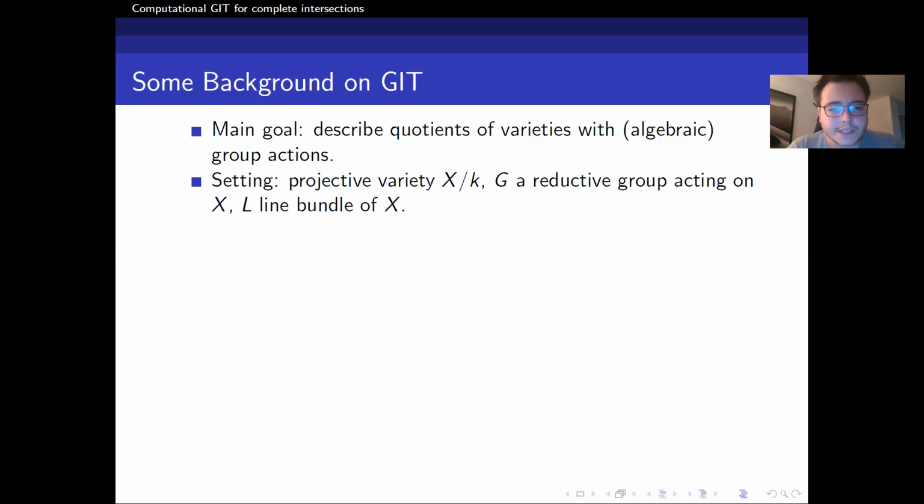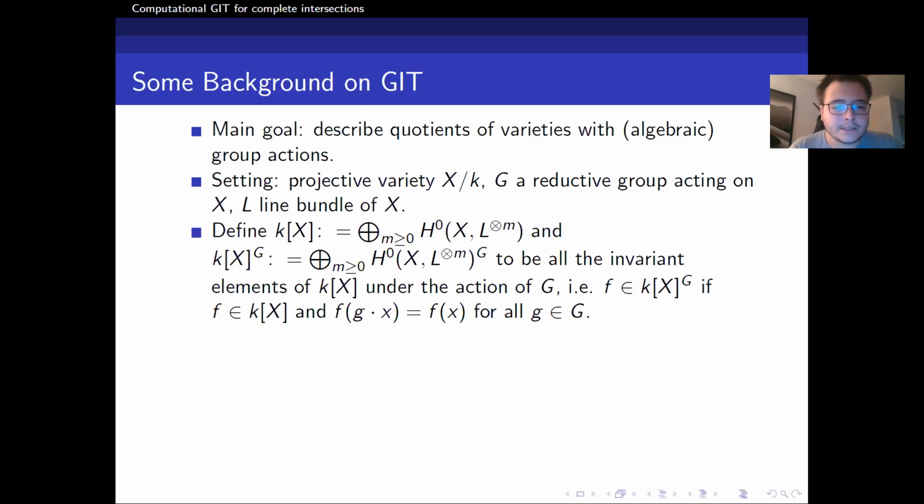The setting for this description is essentially having a projective variety X over a field K, a reductive group G, and a line bundle L on X. We define the ring of X as usual, and similarly define the ring of invariants with respect to G, which is defined in a similar way, but we only need the invariant elements of the ring of X under the action of G.